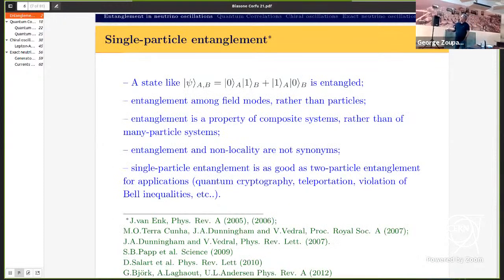Well, in the same years, more or less, a series of beautiful papers, for example by Van Enk, by Dowling, collaborators, etc., actually showed, because there was a debate also in the context of quantum optics, that these kinds of states are actually entangled. The entanglement here is about field modes. It's not a matter of thinking of particles. This is a problem: if you think of particle light, this is entangled with the vacuum, which doesn't make so much sense. And I also learned from these papers that entanglement is a property of composite systems, and it has a relative meaning. So we have to understand what it's saying.